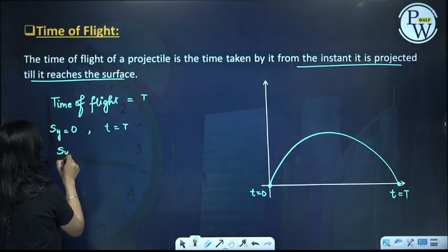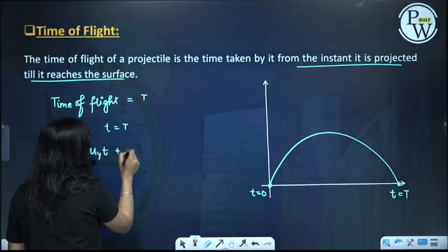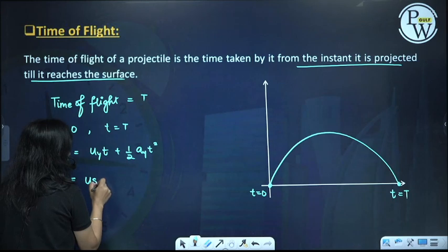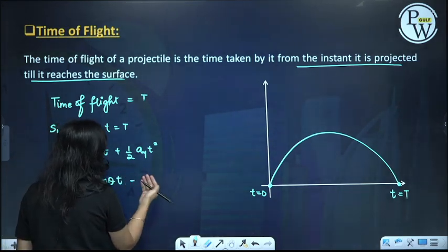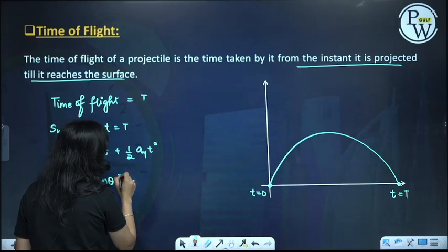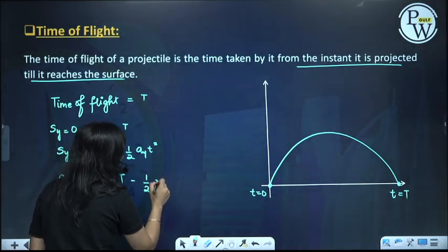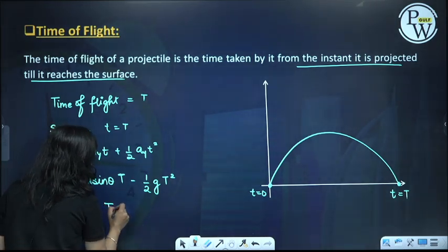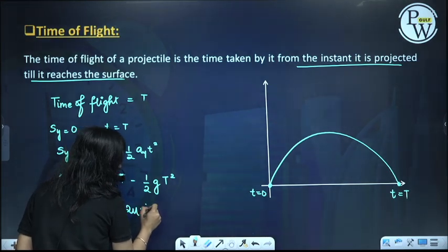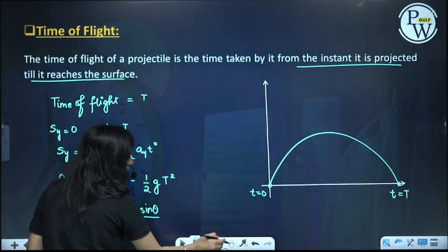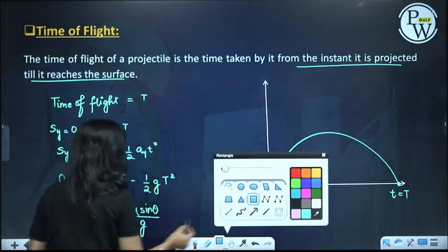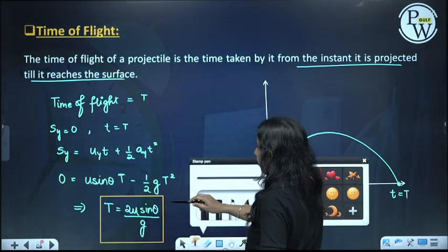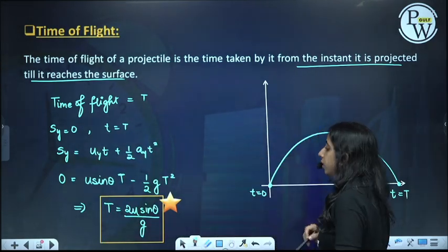So Sy is equal to uy t plus half ay t square. So 0 is equal to u sine theta into t minus half g t square. So from here we will get that T is equal to 2u sine theta by g. This is the time of flight of the particle.